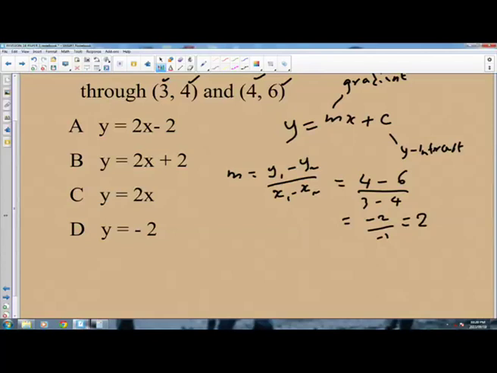Then for this equation to be complete, we need to know what the y-intercept is. We can pick any of the points, either this or this, to find the y-intercept. If we pick the point 3, 4, all that we are simply saying is y is equal to 4. So 4 is equal to, and then what is the gradient? The gradient is 2. So it's 4 equals 2 times x. And then what is x? x is 3. So 4 is equal to 2 times 3 plus c. And then this will be 4 is equal to 6 plus c.